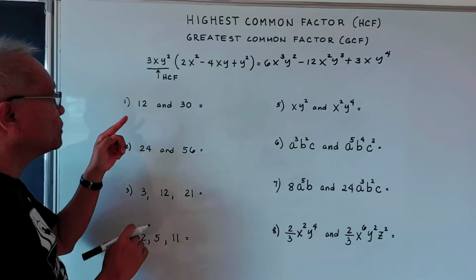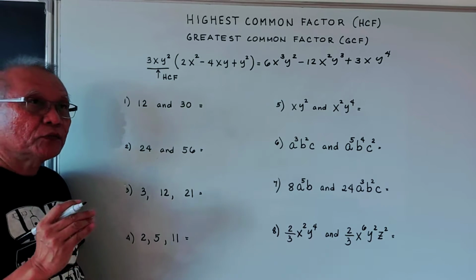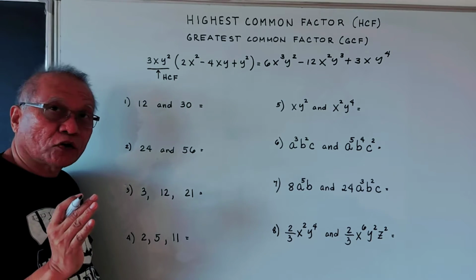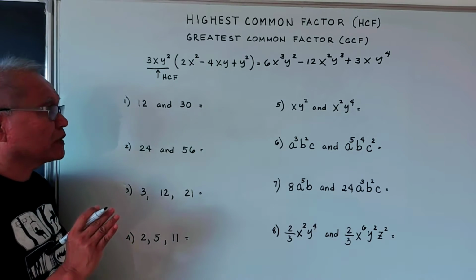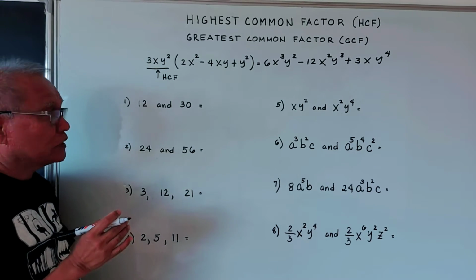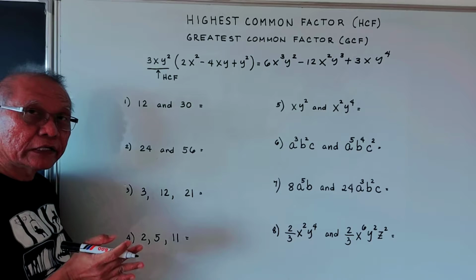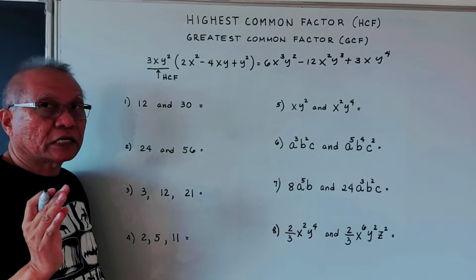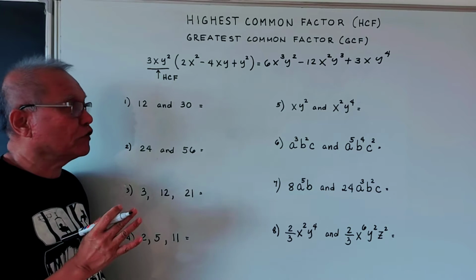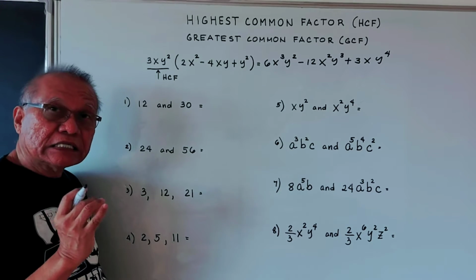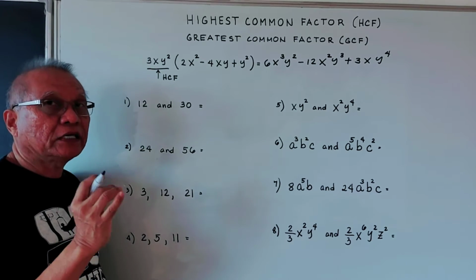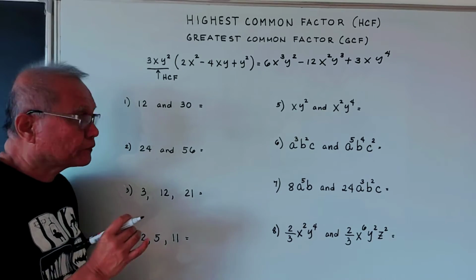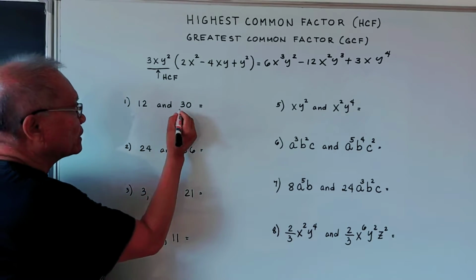Okay, let's have 12 and 30. Now we have two methods. We have the prime factored form method, and the other one is by factors only. It's easy to use factors only. We do the prime factored method only if we have big numbers. But if we have small numbers, we can easily identify the HCF mentally. So we have 12 and 30.